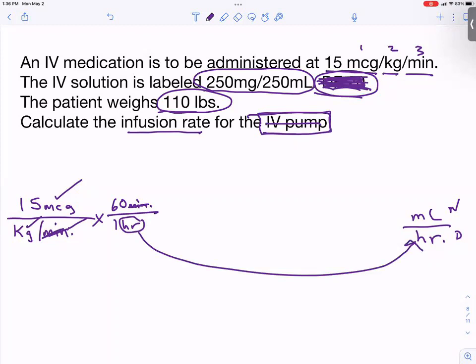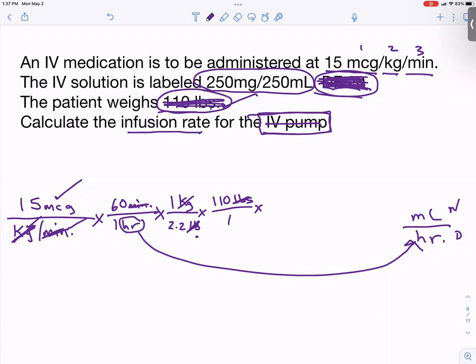So how do I get rid of kilogram? I use what's in my problem. To get rid of kilogram, and the patient's weight is provided in pounds, I know I need a conversion. 1 kilogram is 2.2 pounds. That gets rid of my kilogram. Now, how do I get rid of this pound? I use the patient's weight, 110 pounds. Cross off what I use. This gets rid of my pounds. Put that over 1.